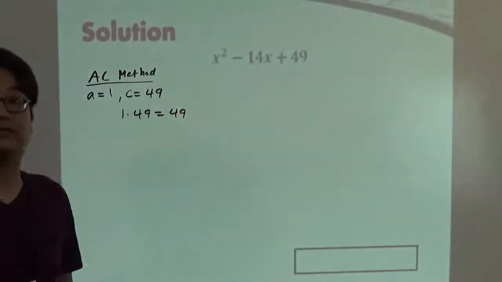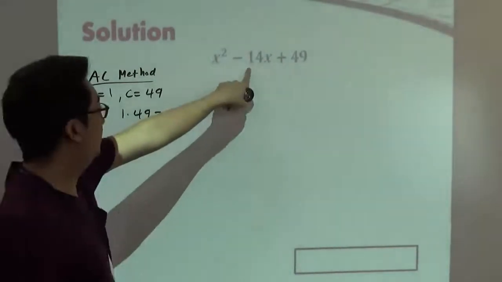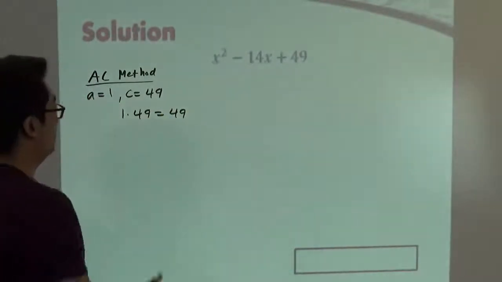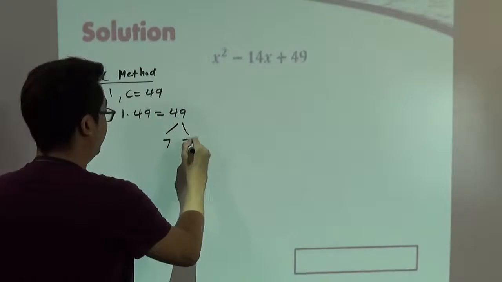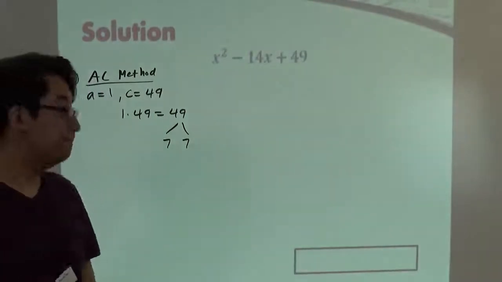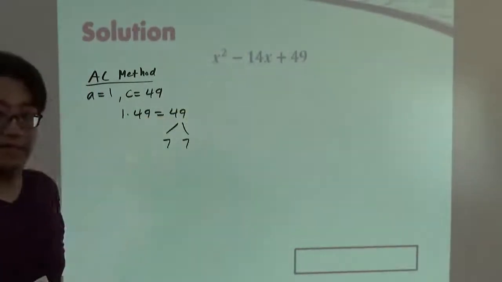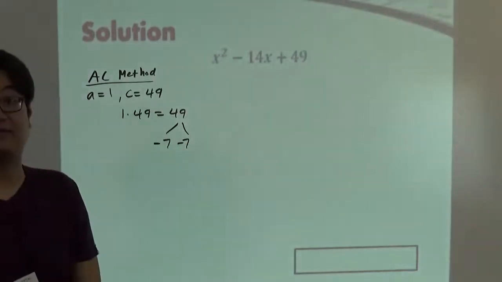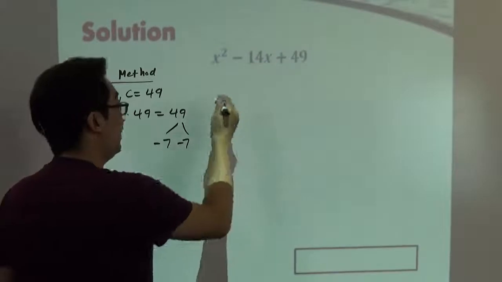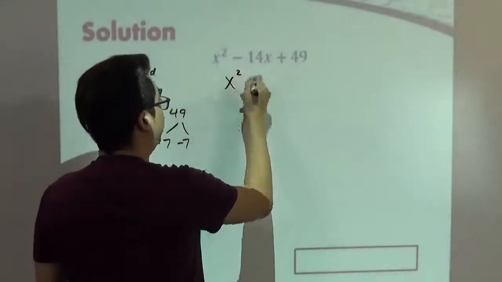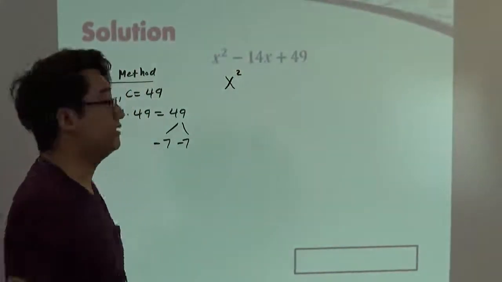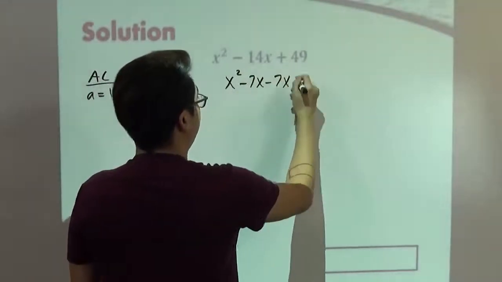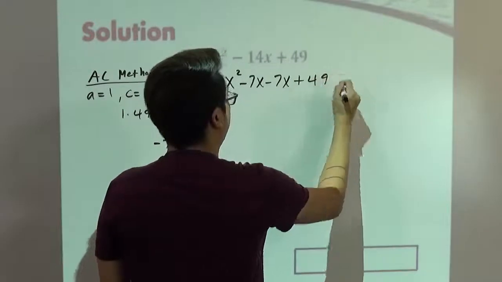Now you want to find factors of 49 that multiply to get you 49, that add up to get you -14. So factors of 49, we know it's 7 and 7, but they need to combine to get -14. Only way for that to happen is if they're both -7s. So now we replace. We rewrite this as x squared, instead of writing -14x, I write this as -7x, -7x plus 49.